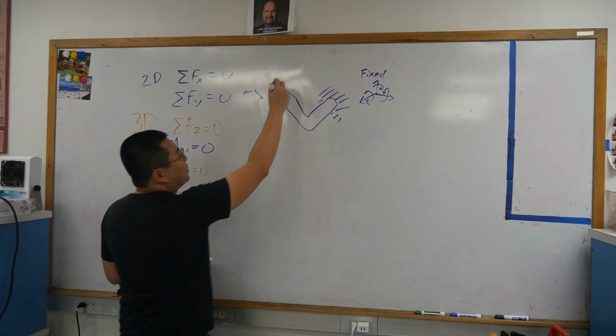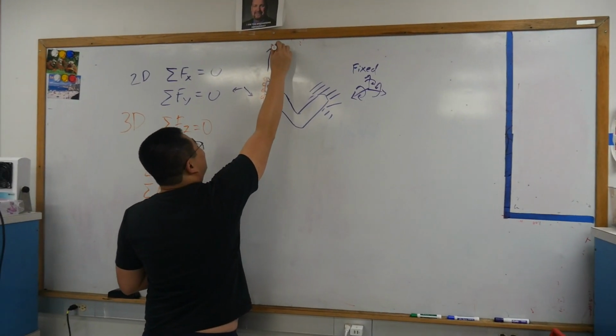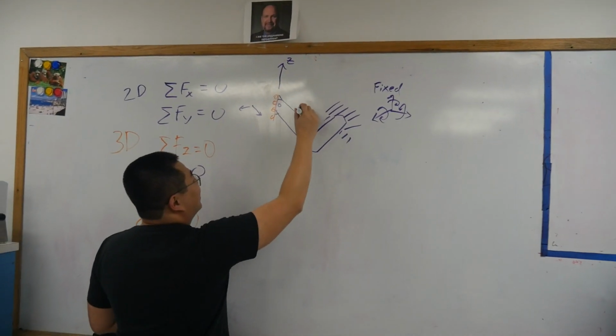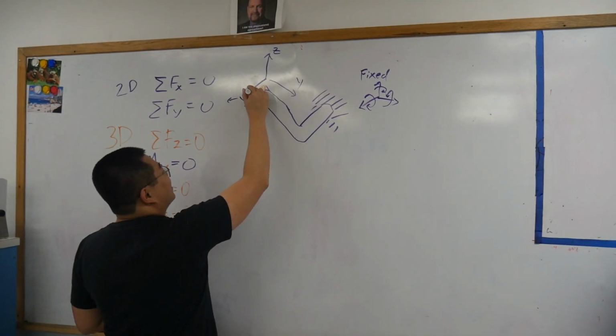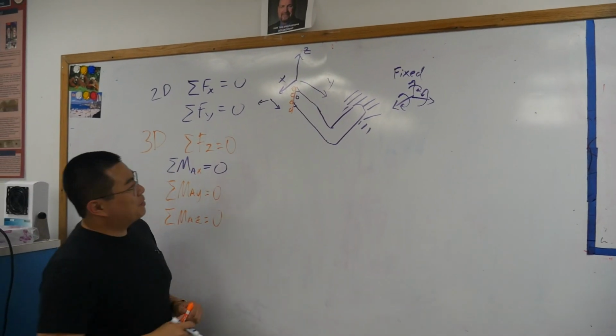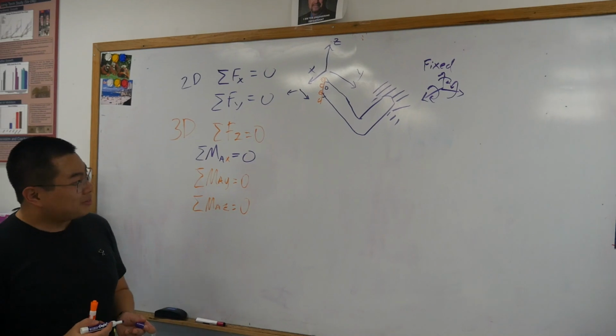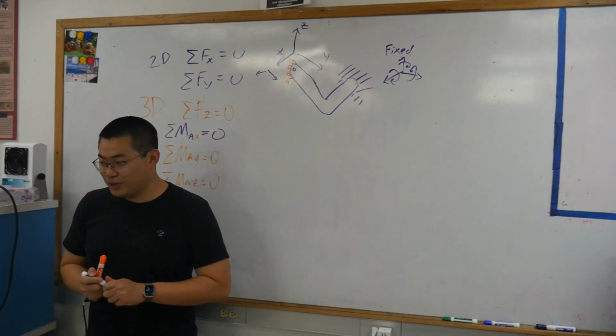I know this is a bit of a bad drawing, but let's just say this is Z, this is Y, and this is X. Hopefully that looks a little better. Do you guys have any questions so far?